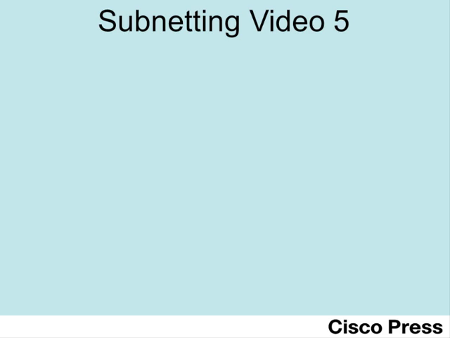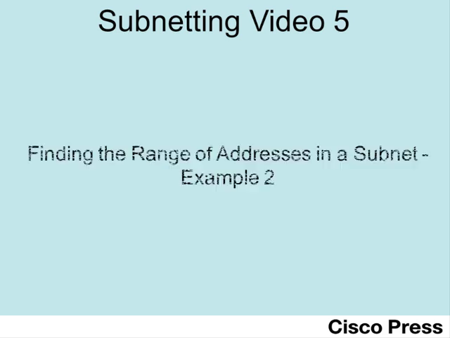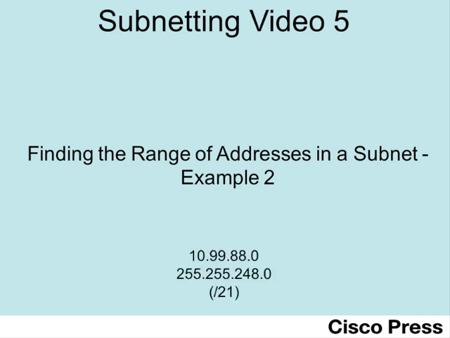Hello, welcome to this video that shows an example of how to find the range of addresses in a subnet. And in this example, we'll use subnet number 10.99.88.0 with mask 255.255.248.0. This video helps you with a couple of different objectives.